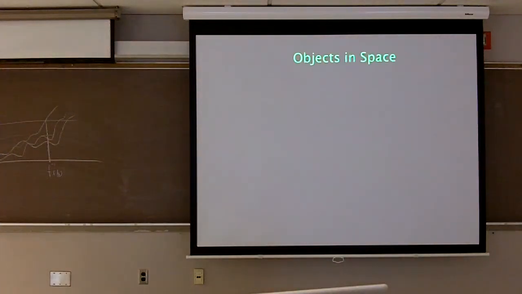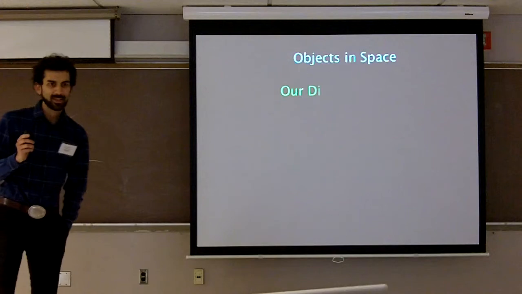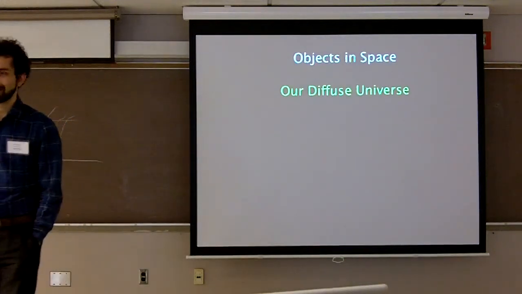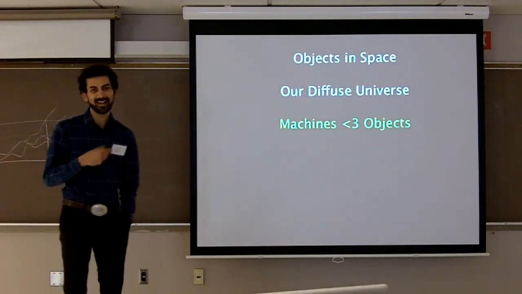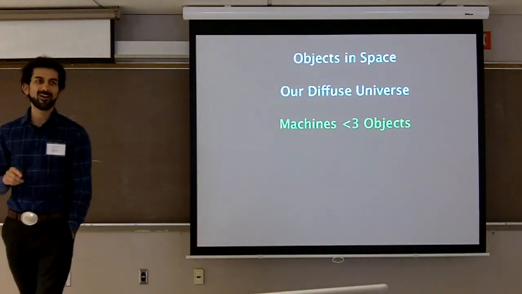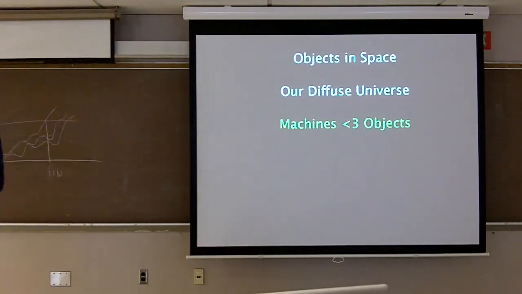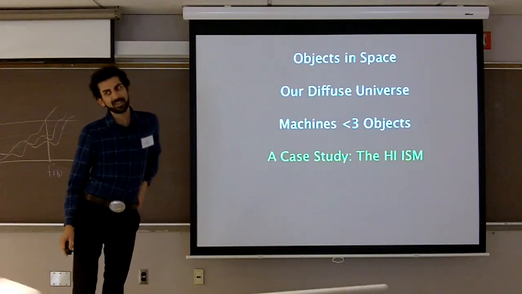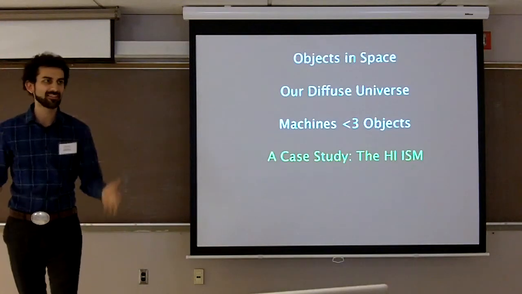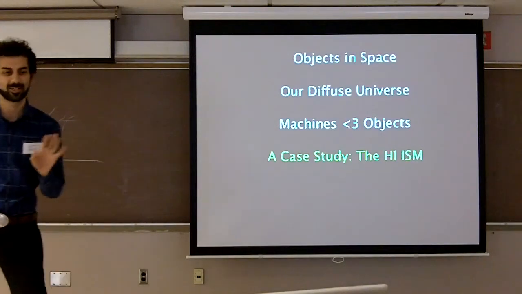So here's the layout of my talk. First I want to talk about things in space. Then I want to talk about not things in space, space but not the things. I want to talk about a love affair that's gone on for a long time between machines and objects, and how great we are at thinking about objects and how great we've taught machines to think about objects. I want to give a case study of what I've done a lot of work on myself for my thesis and in my postdoctoral career, studying the neutral hydrogen interstellar medium, which I think poses a very interesting problem in this context. It's not the only version of this problem, but I think it's a good one.